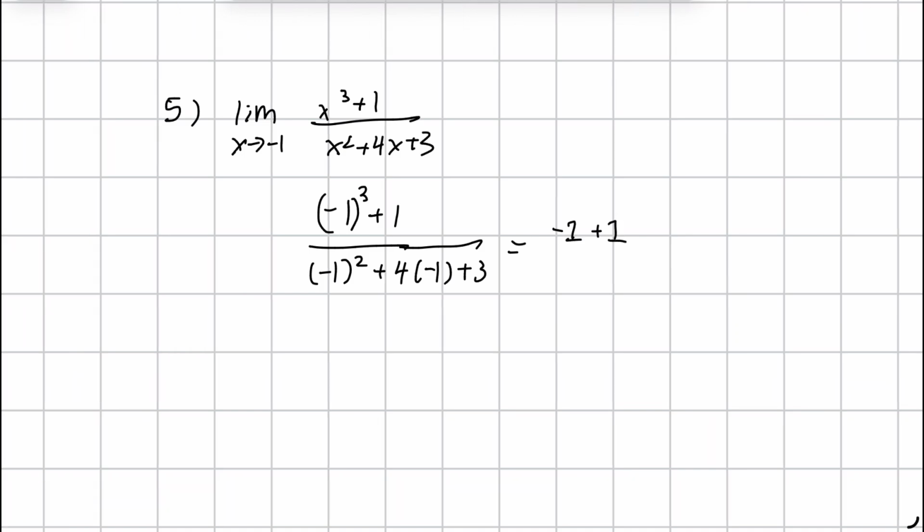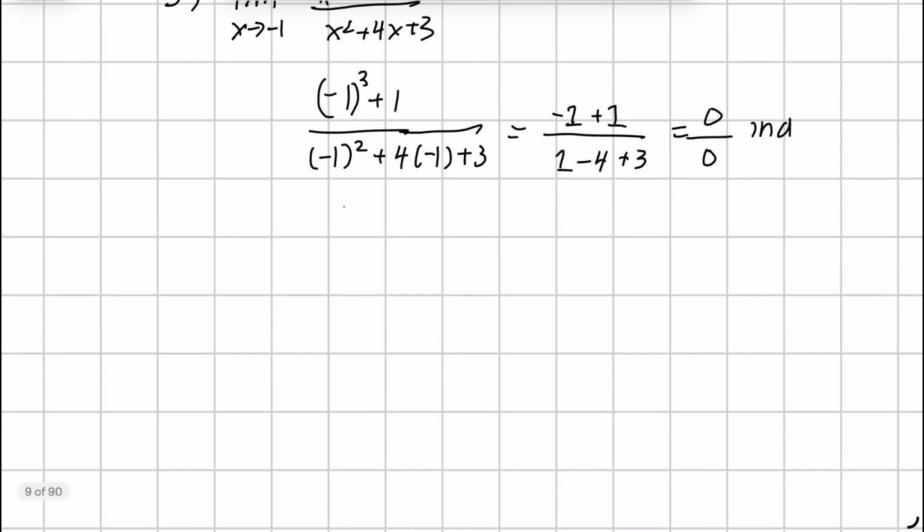We have plus 1. -1 squared is just going to be positive 1 minus 4 plus 3. And -1 plus 1 is 0. 1 minus 4 is -3. -3 plus 3 is 0. That's an indeterminate form.